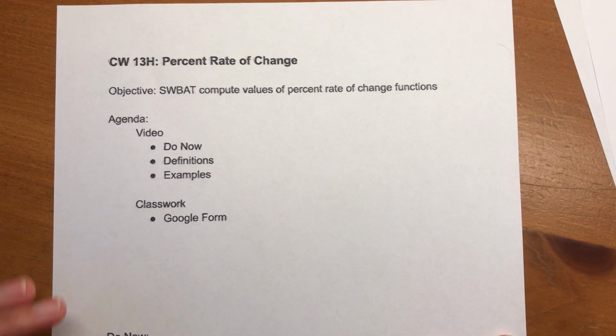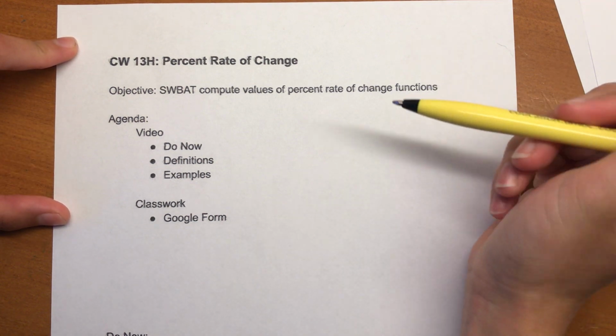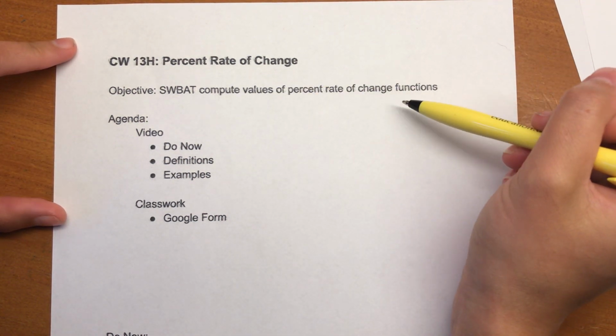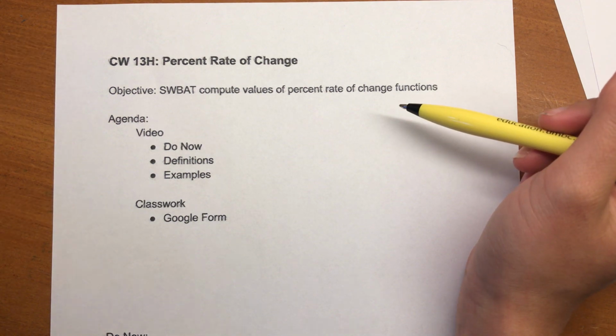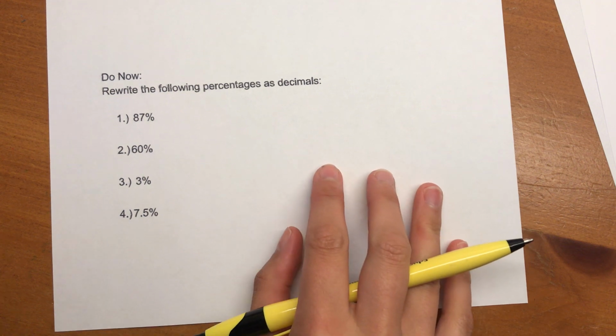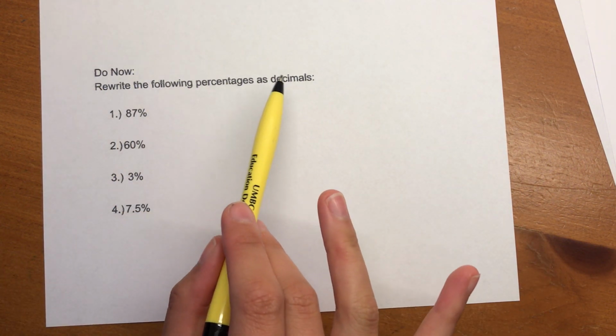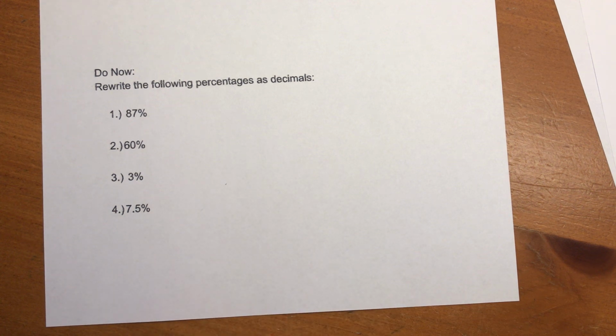Good morning, everyone. Today is our first lesson of week 5, and we're going to be talking about percent rate of change. So our objective is to compute values of percent rate of change functions. All right. First things first, let's do the do now. So take a second, pause this video, and rewrite the following percentages as decimals.